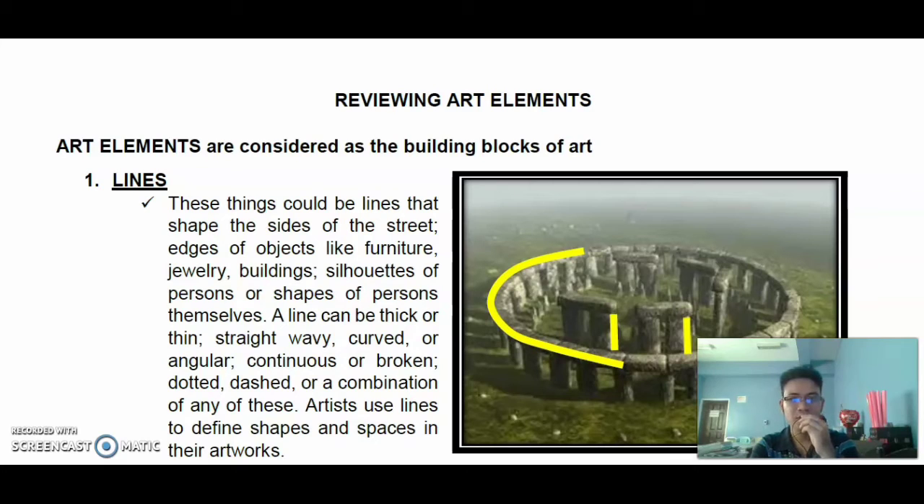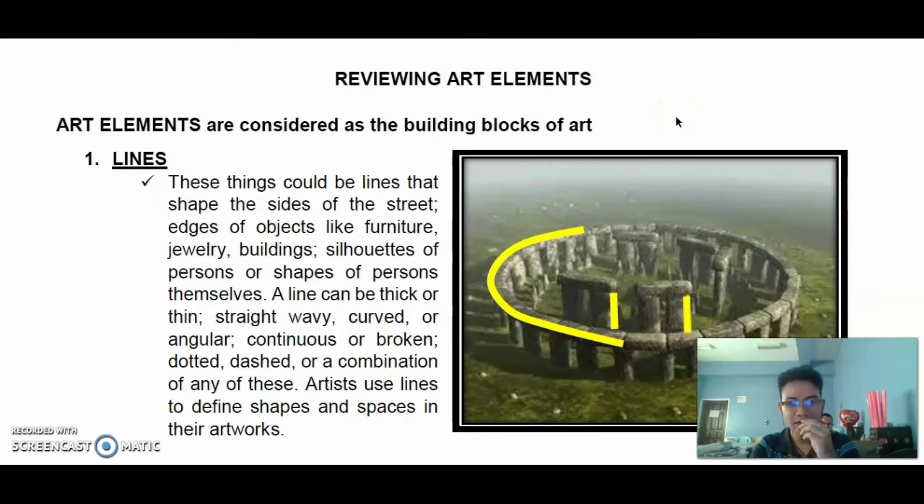Okay, so your art elements that you had when you were in your earlier grade years. Art elements are considered the building blocks of art. So these are the fundamentals in understanding artworks. The first one we have here is lines.